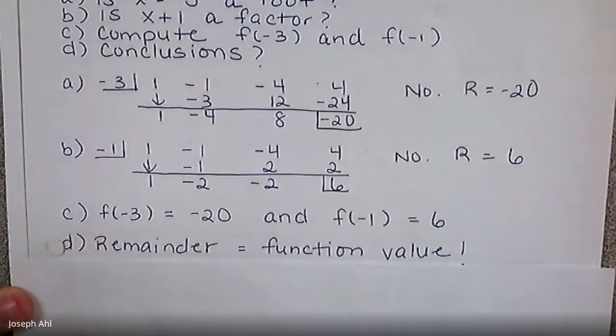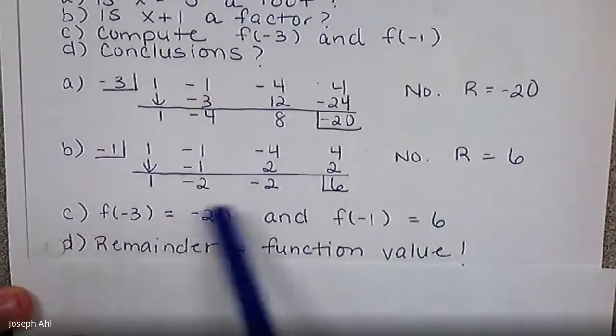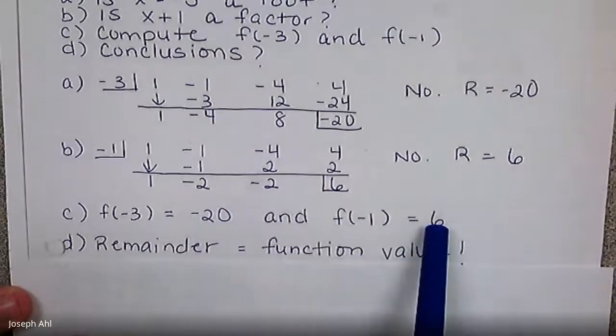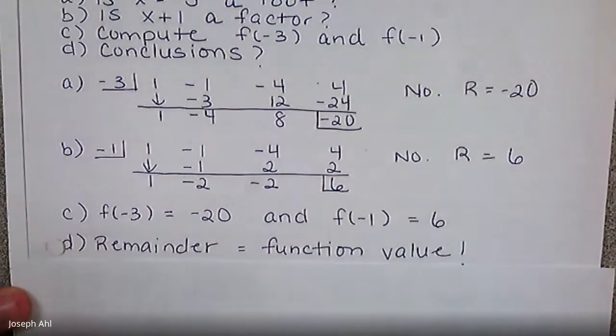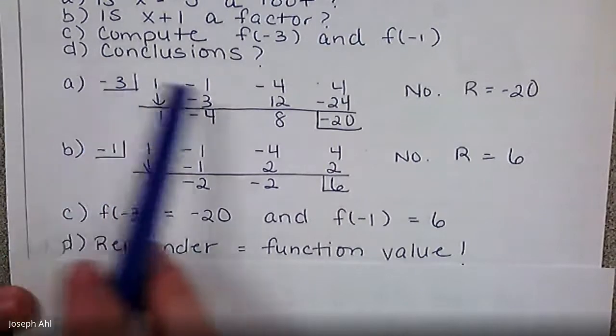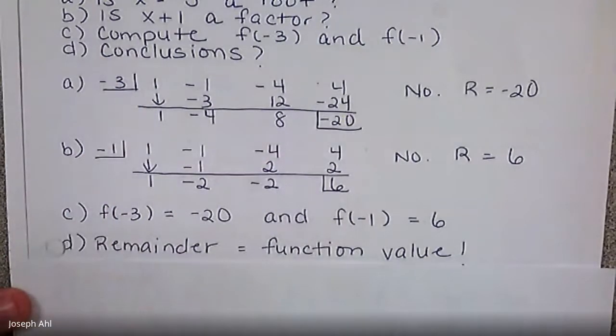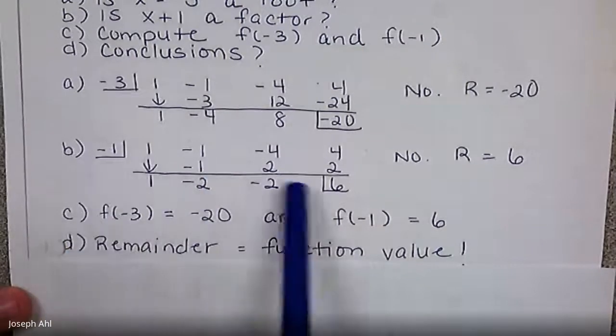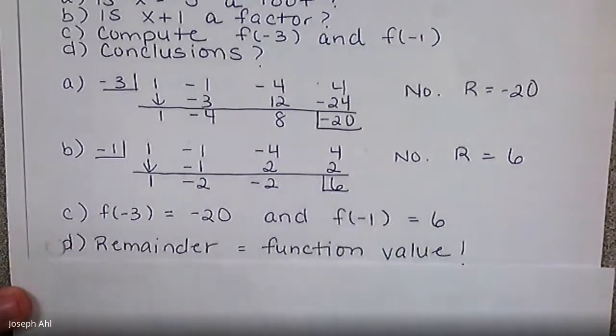So what we're determining here is that when you plug in a number for x, what does this number represent? It's the y value on the function. Even though I didn't get 0 as a remainder, the point -3, -20 is on the graph of this function. The point -1, 6 is on the graph of this function.